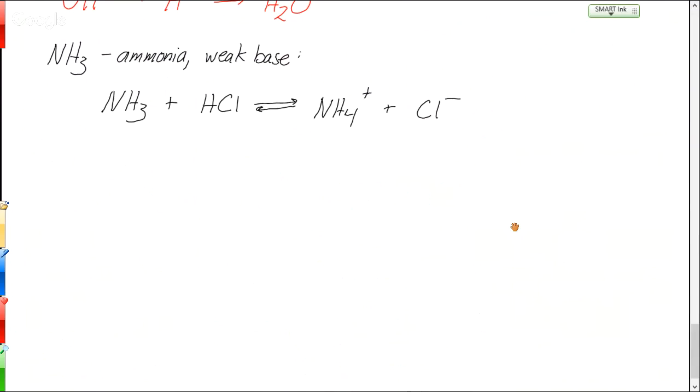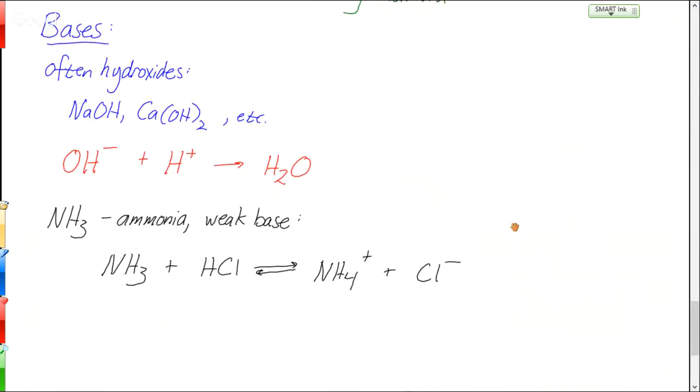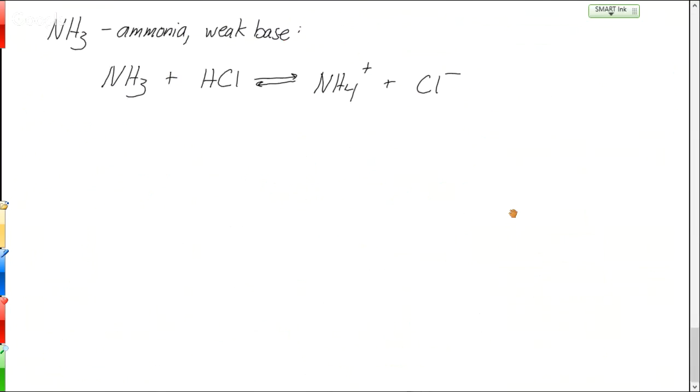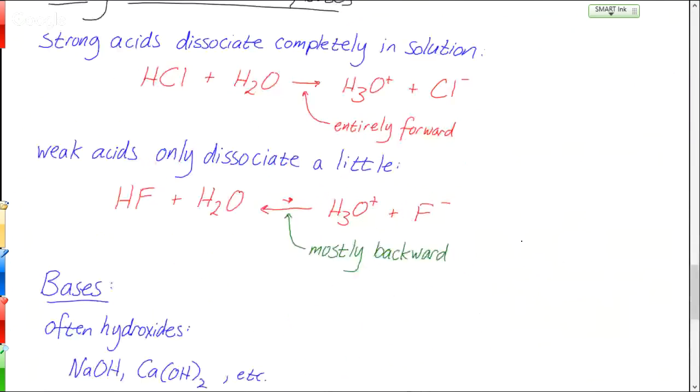All right, so we stopped last time talking about strong and weak with regards to how they dissociate in solution. And so we're going to pick up with that and talk about how we measure the acidity or basicity of a solution using pH. So we defined the strong and weak acids and bases.